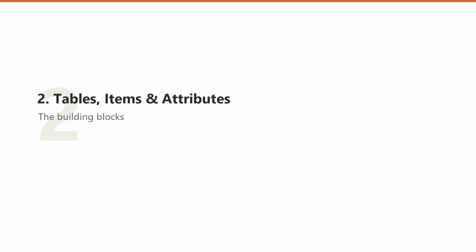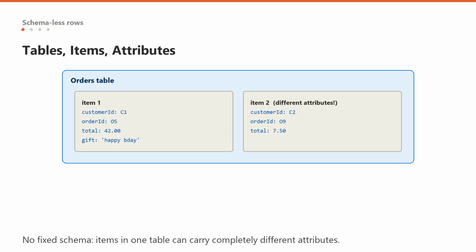Concept 2. The building blocks, tables, items, and attributes. The structure is simple. A table holds items, and an item is like a row. Each item is just a collection of attributes, which are like columns, key-value pairs.